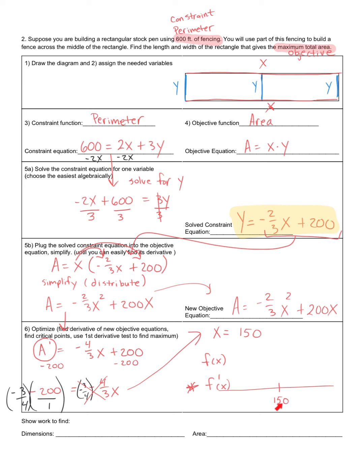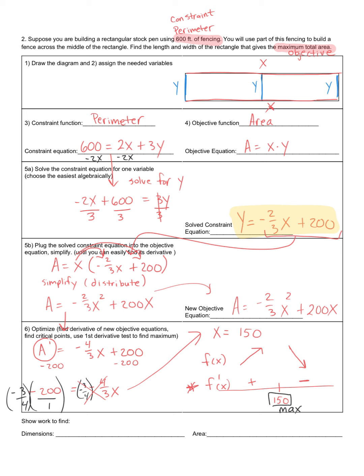Now, start your table at 150 and look to the left and to the right. I'm looking to the left and I see positive y values there. So that means my original function is increasing. To the right of 150, I see negative y values. So my original function is decreasing there. So I just proved that this right here is indeed a maximum.